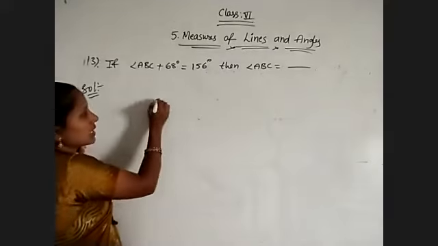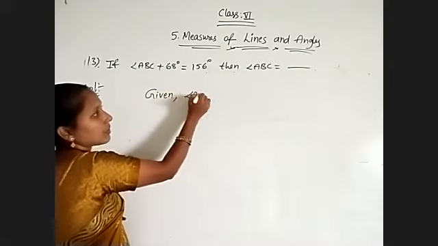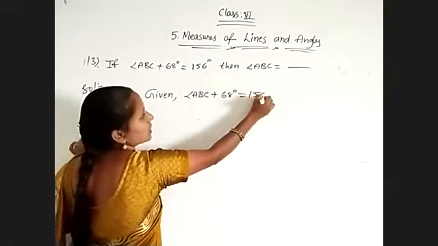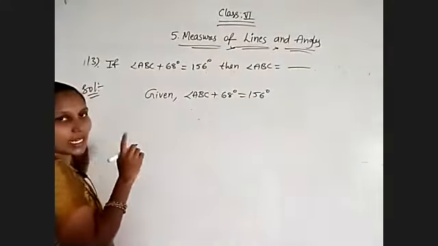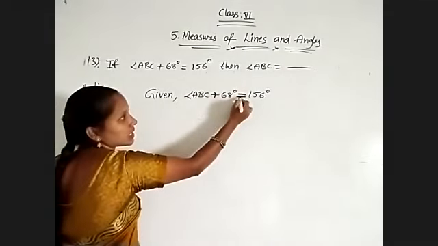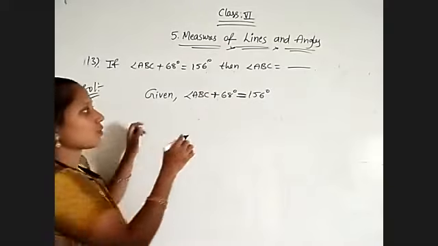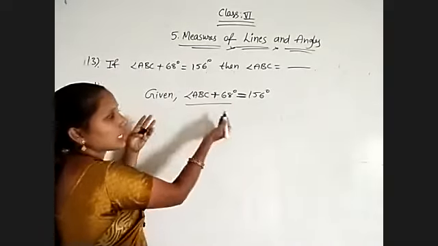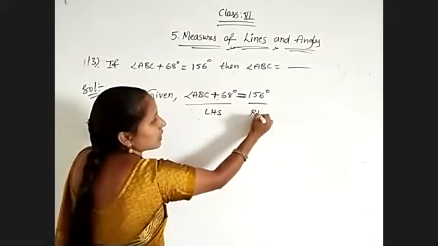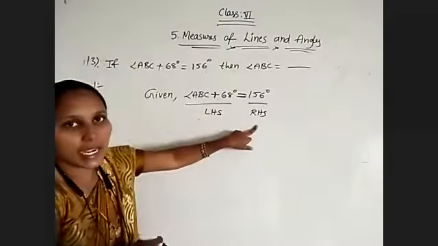Use the given condition: angle ABC plus 68 degrees is equal to 156 degrees. As I already told you, to get the unknown value, first observe that this has an equal to, so it is an equation. An equation must have two sides. Whatever is at the left side of the equal to is the LHS of the equation, and whatever is at the right side is the RHS. Left hand side, right hand side.